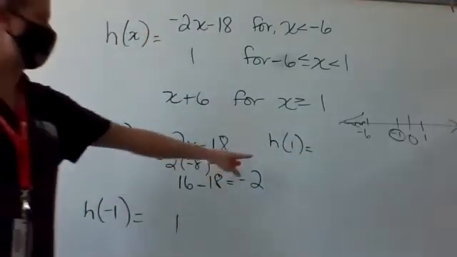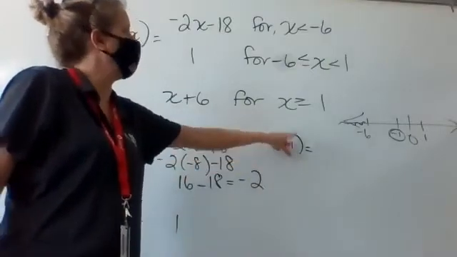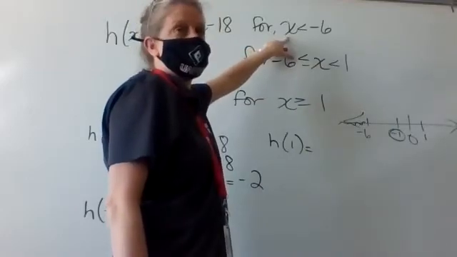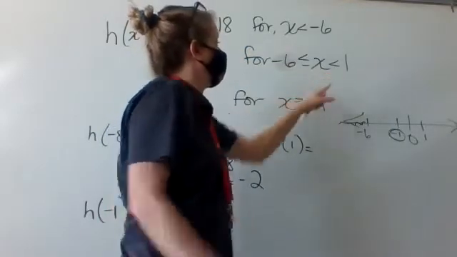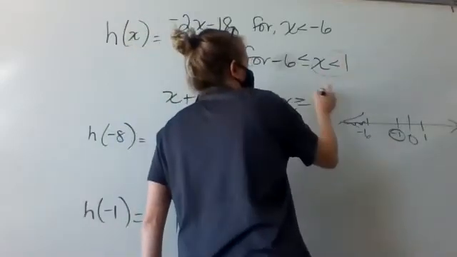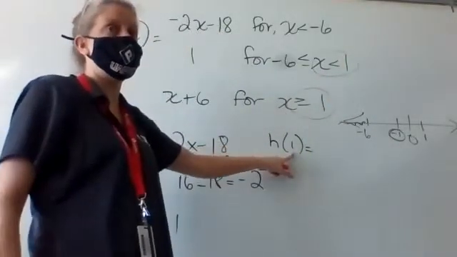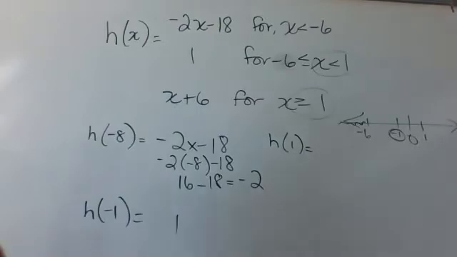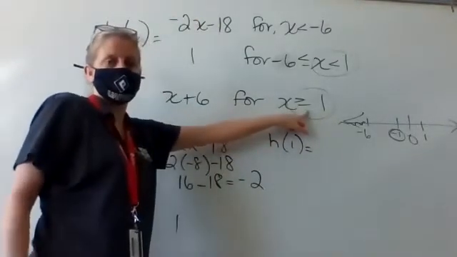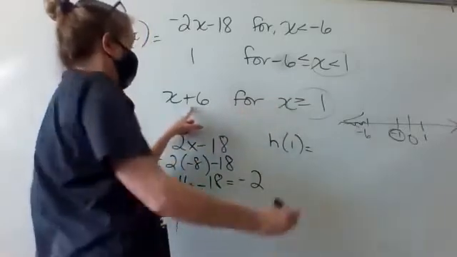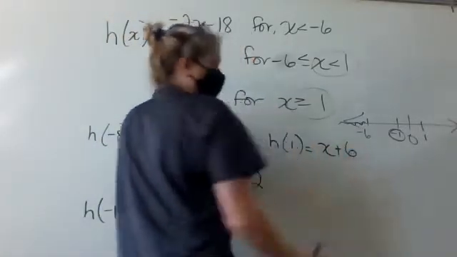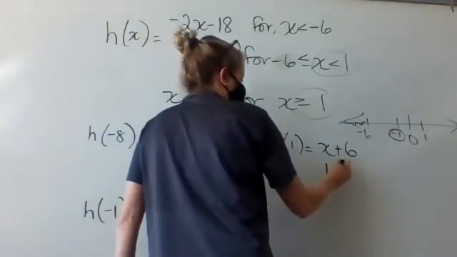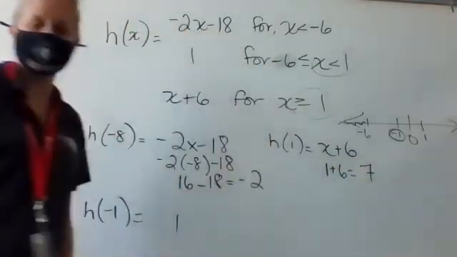All right, let's go find what piece h of 1 is in. So I'm looking where 1 goes over here. Not less than negative 6. Look, it's in both of these. So now what am I looking for? If I'm finding h of 1, I need to find the piece that says x equals 1, which is this bottom piece, right? So this is the piece I'm using, which is x plus 6. And replace your x with 1, so you have 1 plus 6, which is 7.